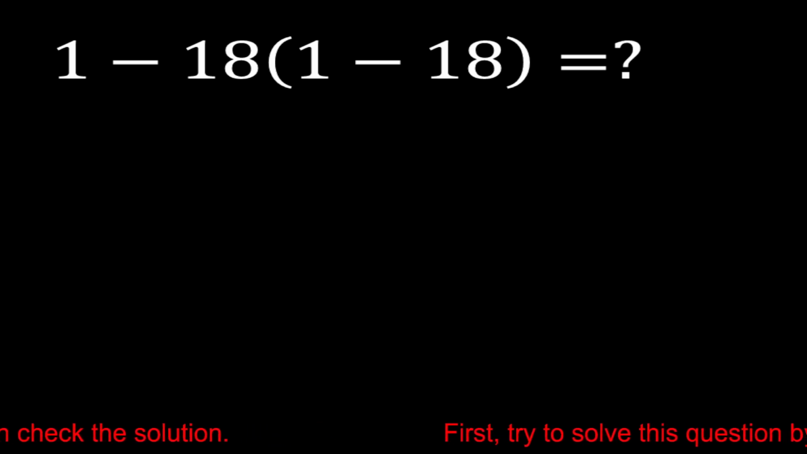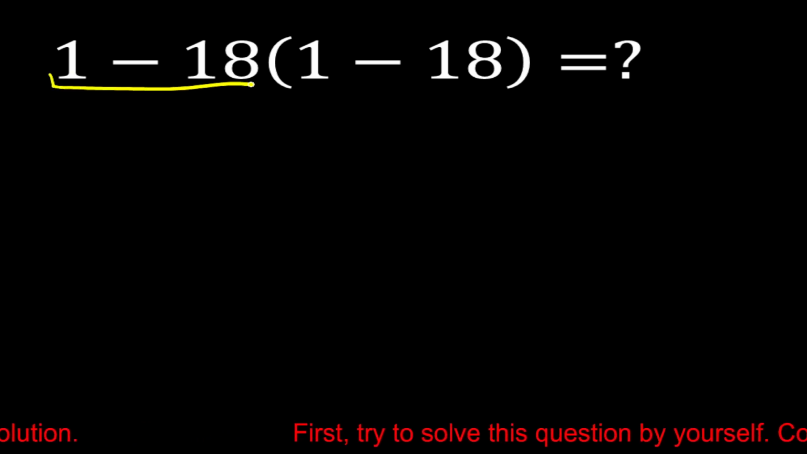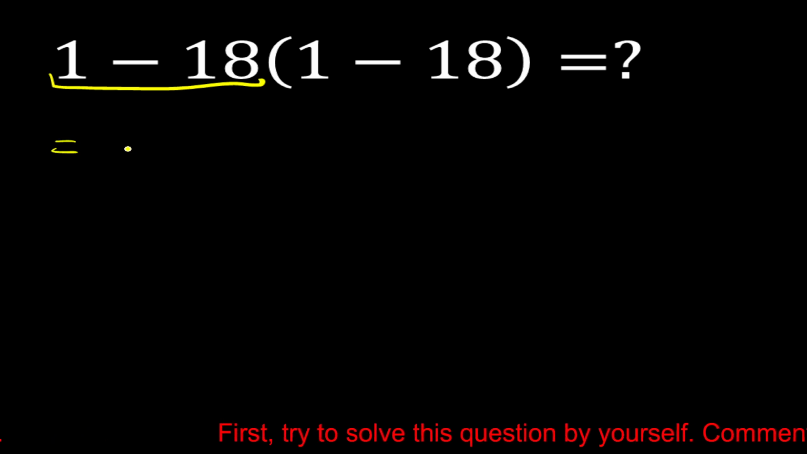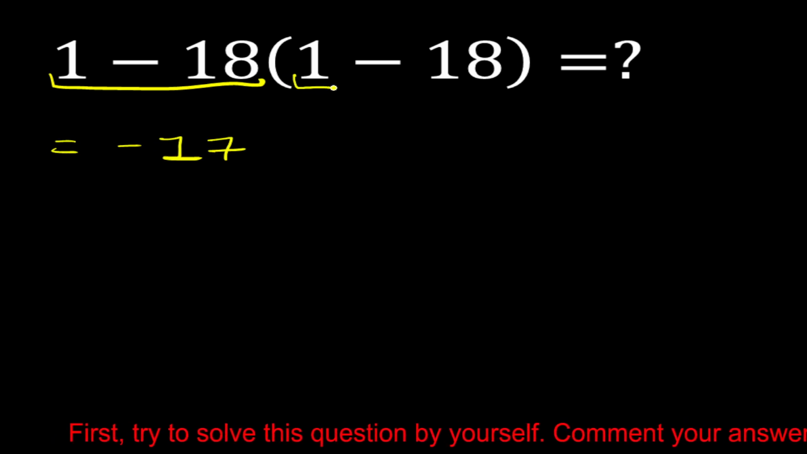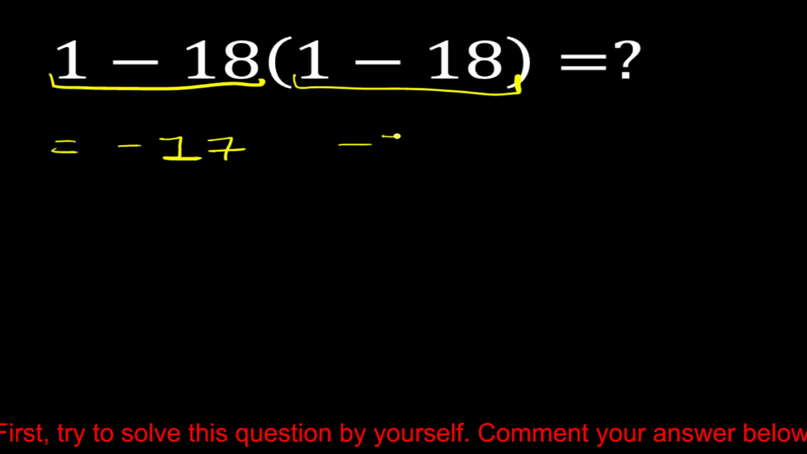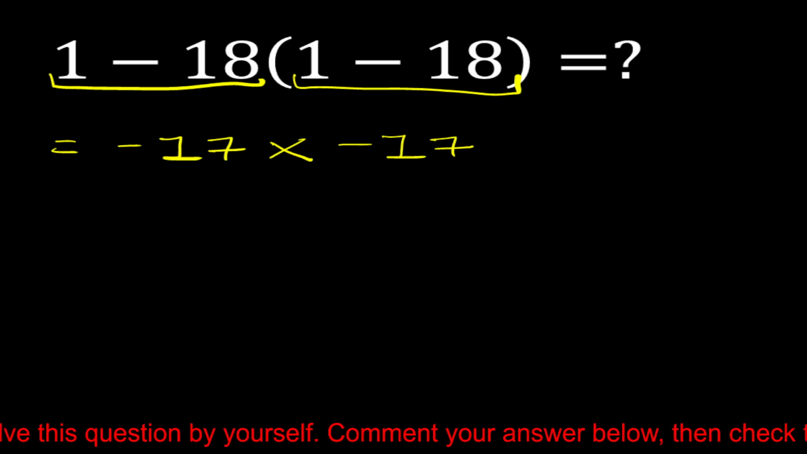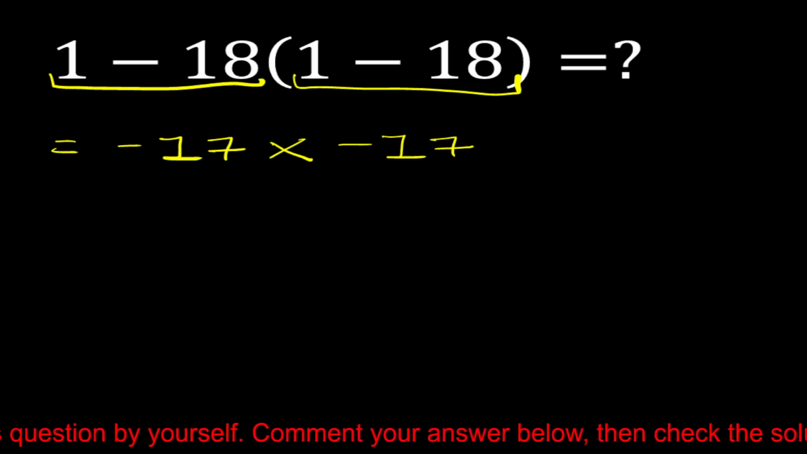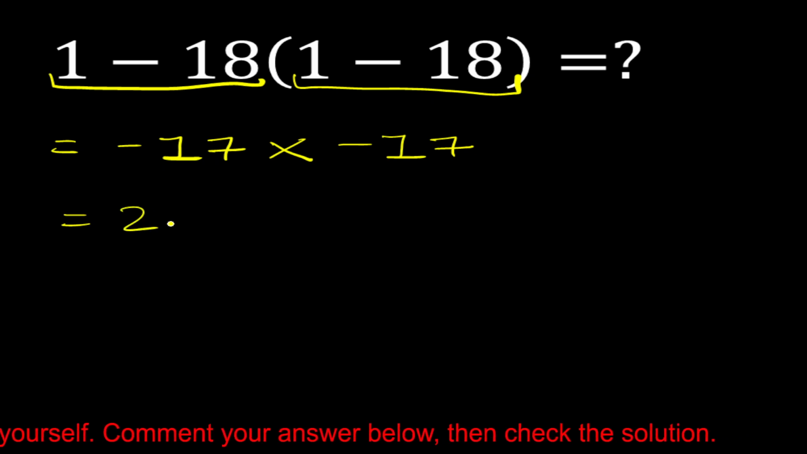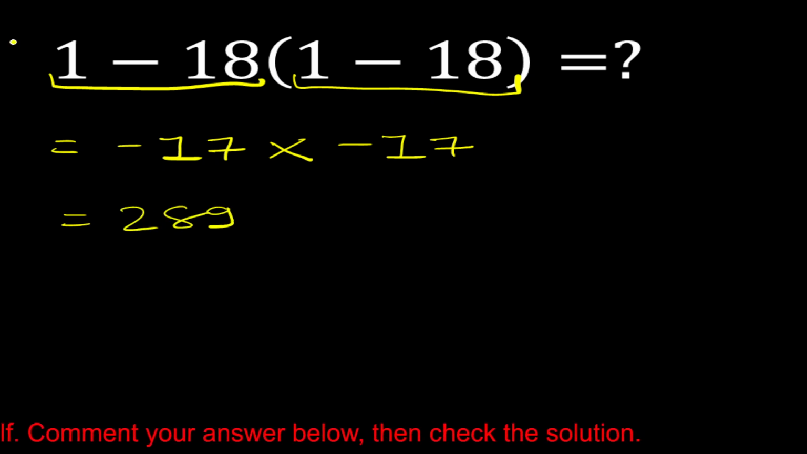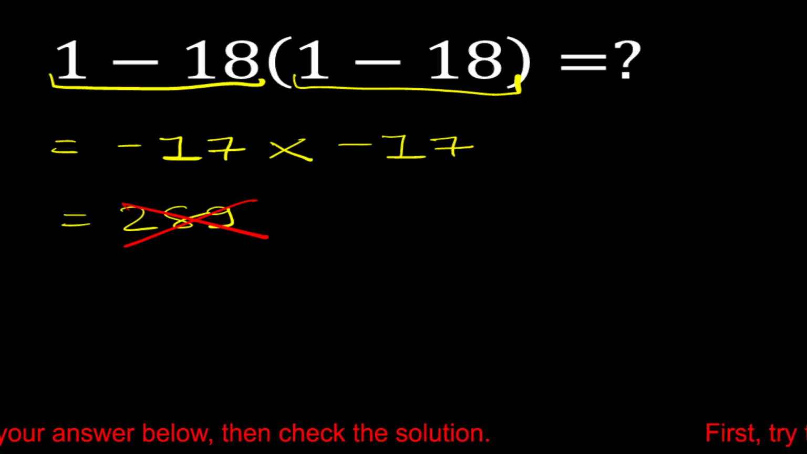Most people solve this question like 1 minus 18 is equal to minus 17. And again, 1 minus 18 is equal to minus 17. Now minus 17 multiply minus 17, okay? So is equal to 289. But this answer is not correct. This answer is completely wrong.